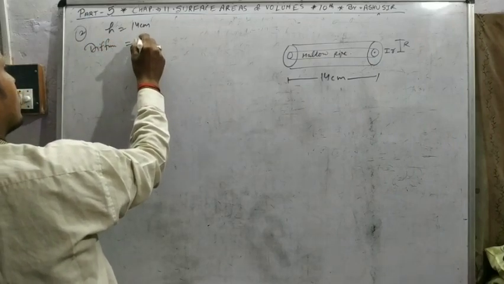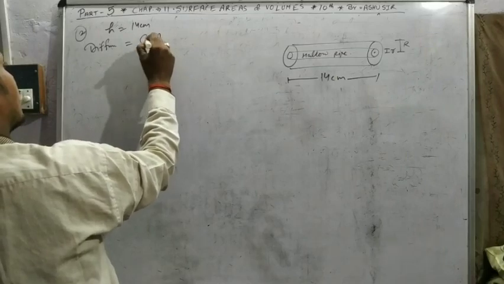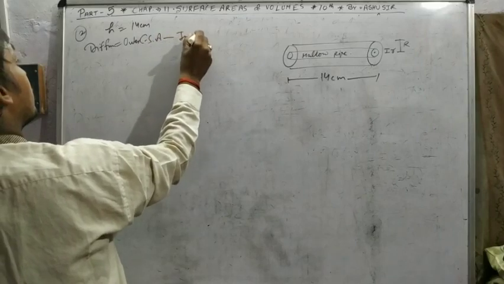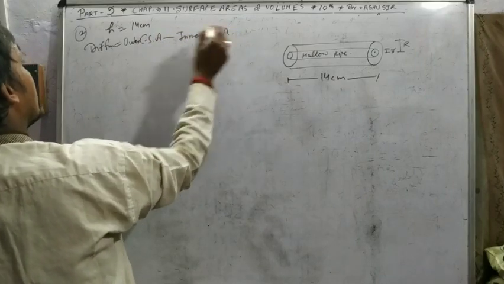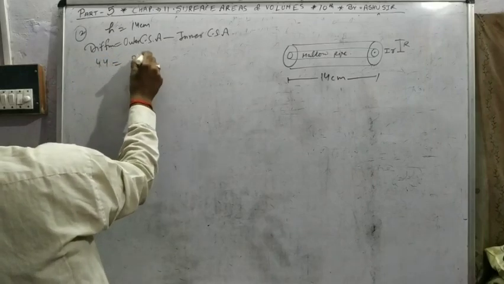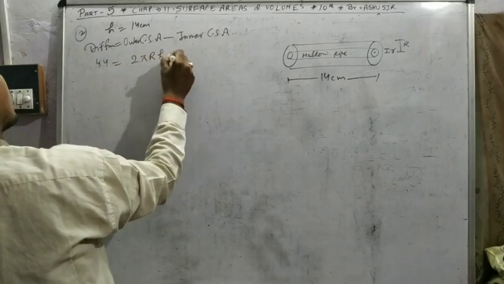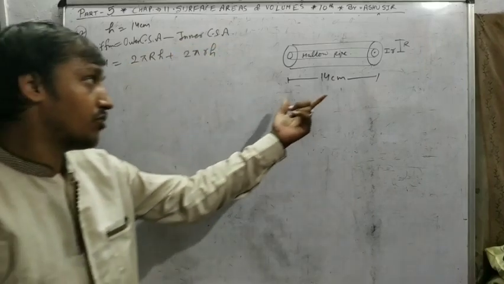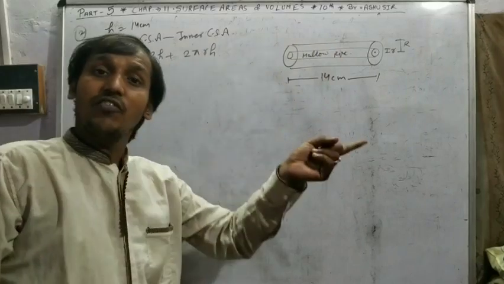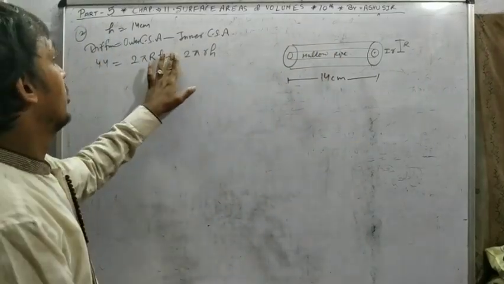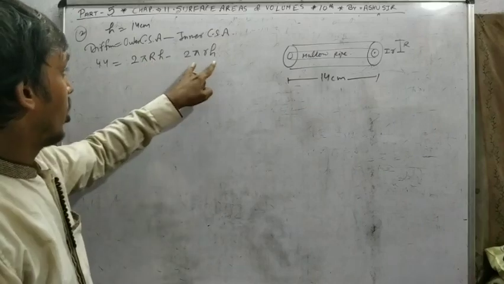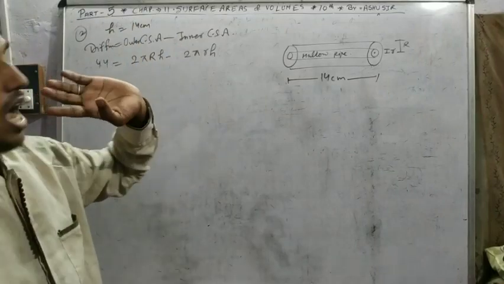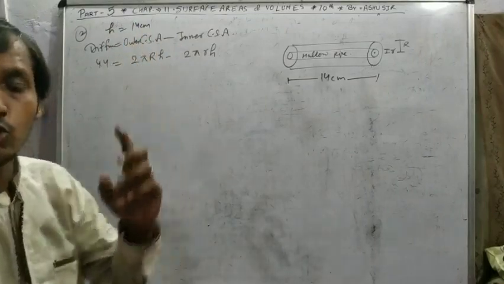What else is given? The CSA difference. We take the outer CSA minus the inner CSA, that is 44: 2 pi R h minus 2 pi small r h. Height is the same either way, but the radius is different: inner is small r and outer is capital R. And the formula for the surface is 2 pi r h.